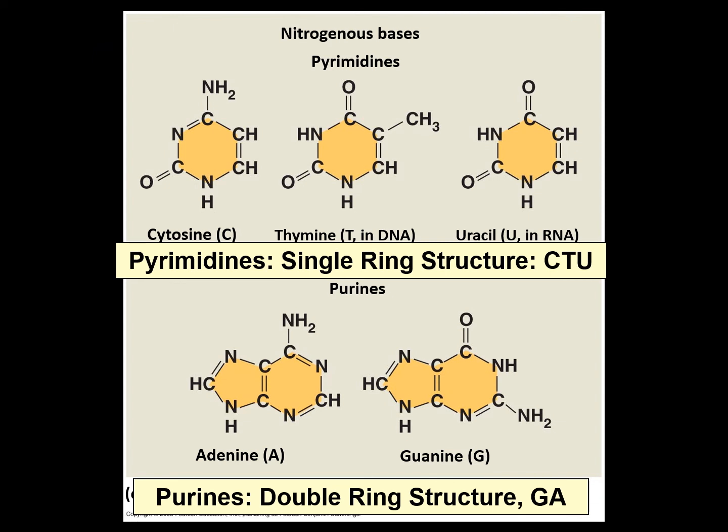Now, looking at the ring structure of the nitrogen bases, you probably noticed that some of them were single ringed and others were double ringed. Well, the single ringed nitrogen bases are called the pyrimidines, and that involves the cytosine, thymine, and uracil. However, the double-ringed structures are called the purine nitrogen bases, and that is composed of guanine and adenine.